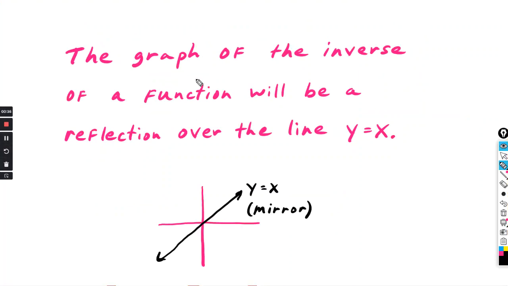So the graph of the inverse of a function will be a reflection over the line y equals x. Okay, I just drew a little image here. This would be the line y equals x, and it acts as a mirror when you have both the original function and the inverse function graphed. So I'll show you that real quick.